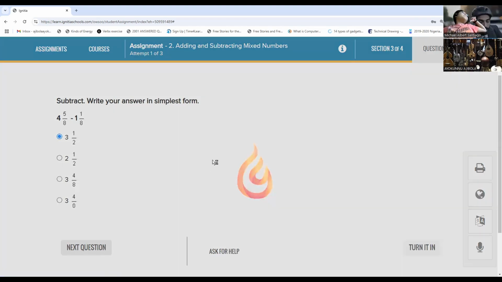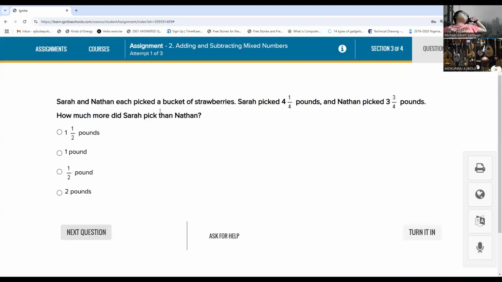So the next question. How much more did Sarah pick than Nathan? Sarah picked 4 1/4. 4 1/4 minus 3 3/4. So 4 minus 3 is 1. But 1 minus 3 is not possible. So we got 4 plus 1, that's 5, minus 3, that's 2 over 4. And that is 1/2.